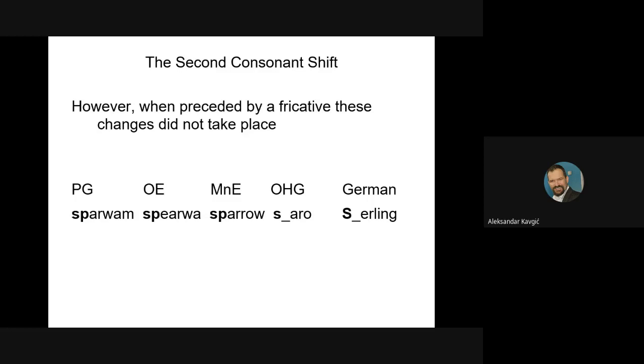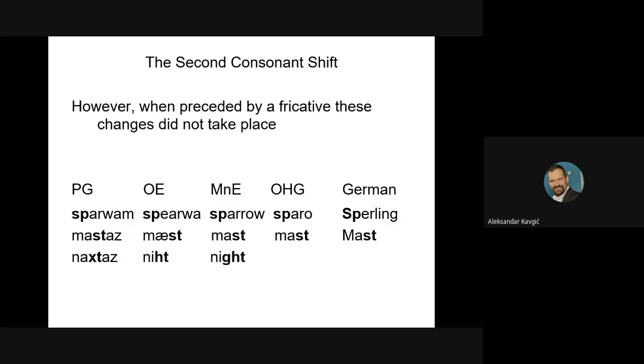So that's, for example, an exception. The same happened to mastas, mast, mast today, and this is again German Mast. Nachtas, Nacht, night in Modern English, the same sound is there. So t remained t. Nacht, night, because it was preceded by h as a fricative.